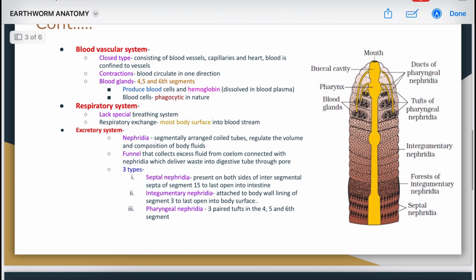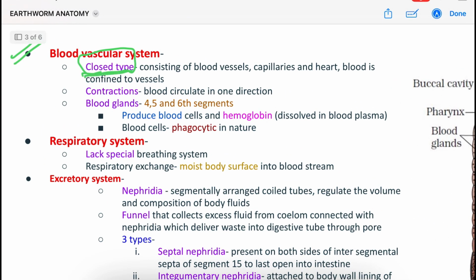Now, next is the blood vascular system. It is closed type. What do you mean by closed type? Blood flows in the form of blood vessels and capillaries. It is not bathing the tissues freely. But blood flows in a proper system of blood vessels, capillaries and heart. Blood is confined to vessels.